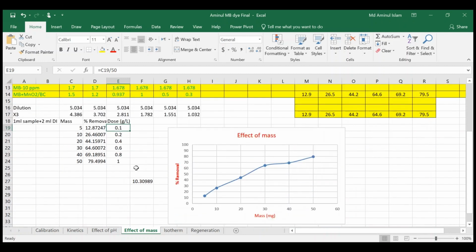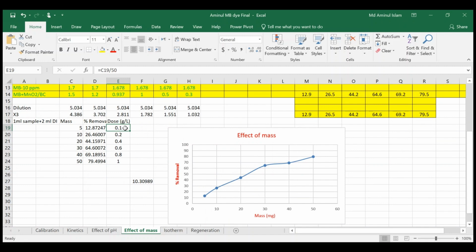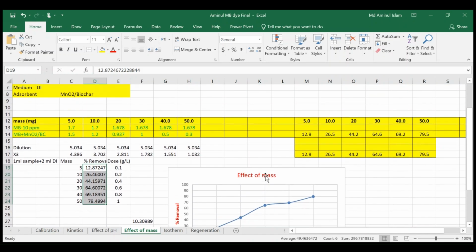Then you have to plot dose versus percent removal. Although I have shown here mass versus percent removal, you have to plot adsorbent dose versus percent removal. So you will get almost similar plot, and after modification, you can make it publication quality. So this is how you can easily calculate percent removal versus adsorbent dose using Excel sheet.